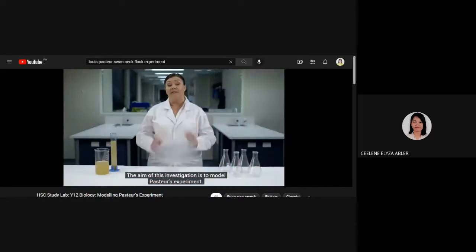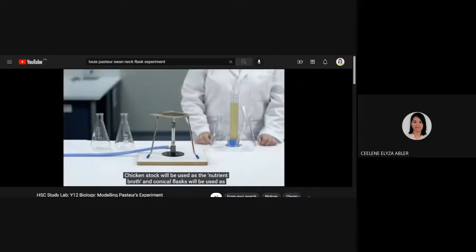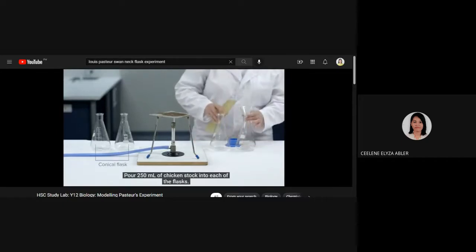The aim of this investigation is to model Pasteur's experiment. Before starting, complete a risk assessment of the investigation. Chicken stock will be used as the nutrient broth, and conical flasks will be used as the vessels. Pour 250 ml of chicken stock into each of the flasks.